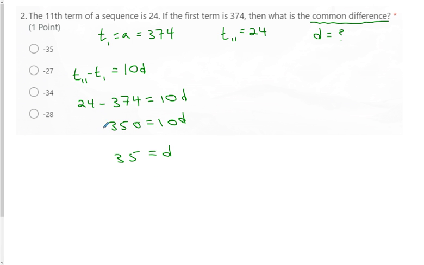Oh, sorry, there should be a negative in there. Because 24 minus 374 is minus 350. So the answer should be minus 35, which makes sense, right? Because we're going down. So that's going to be our common difference, minus 35. Each jump from the first term to the 11th term, we go down by 35 each time. And that's what gets us there. Okay, rolling on. We're doing great. Let's check out number 3.